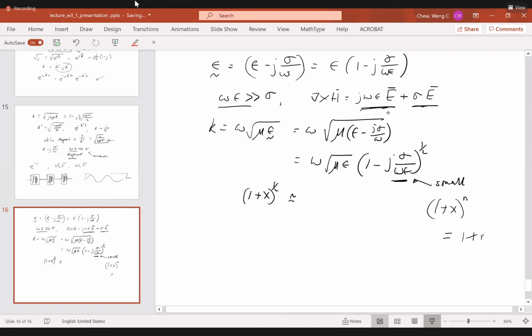1 plus nx. You can get this either by binomial expansion or by using Taylor series expansion. If you do a Taylor series expansion, you get the same formula. So this formula is just 1 plus half x. And you can use that to approximate this thing that you have.